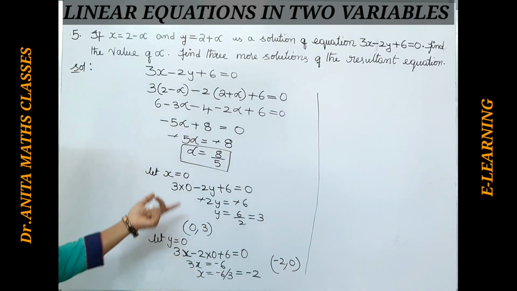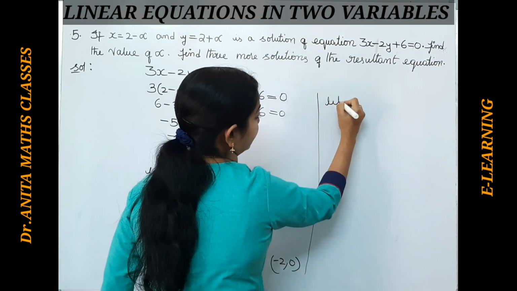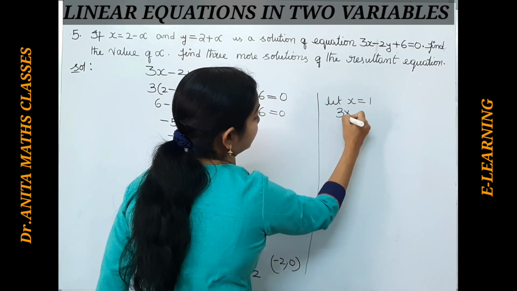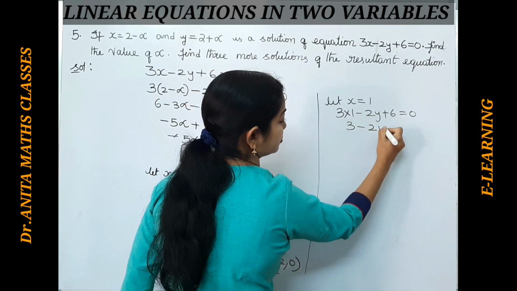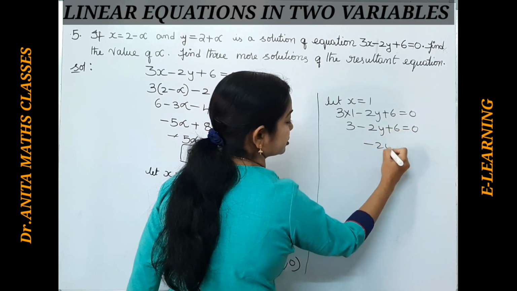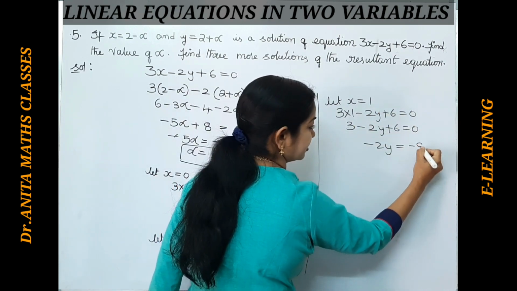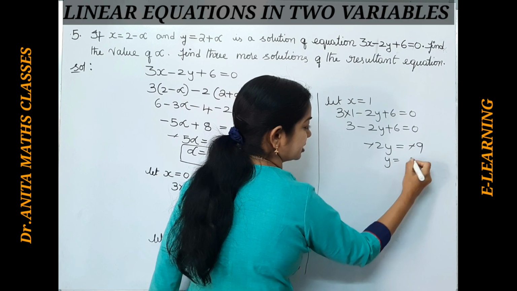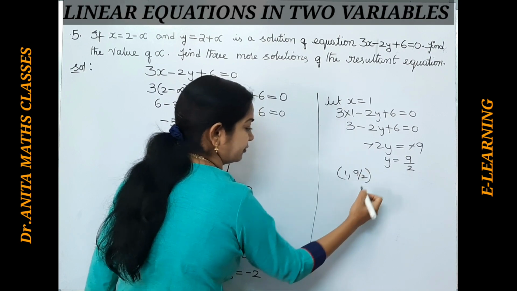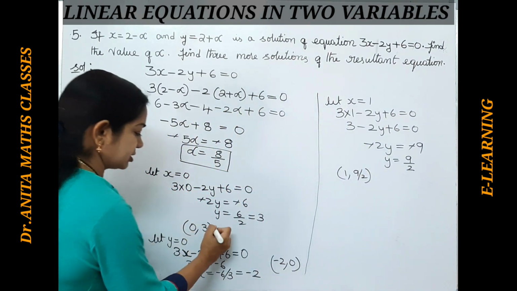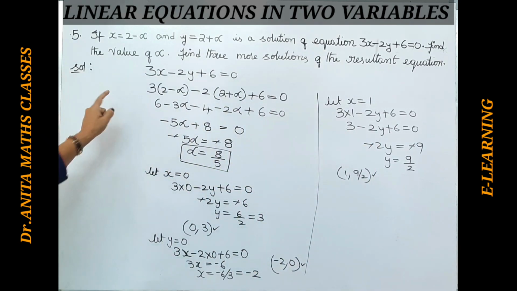By taking simpler values, let's take x 1 or y 1 or x 2, y 2, anything you can take. So I'll take x equal to 1. 3 into 1 minus 2y plus 6 equal to 0. So 3 minus 2y plus 6 equal to 0. So minus 2y is, 6 plus 3, 9, if it goes that side, minus 9. So minus minus gets cancelled both sides, 9 by 2. So when x value is 1, y value is 9 by 2 or 4.5. So these are the 3 more solutions. This is one, this is the second one, this is the third one. Likewise, we can find many solutions. Okay, pause the video and note it down.